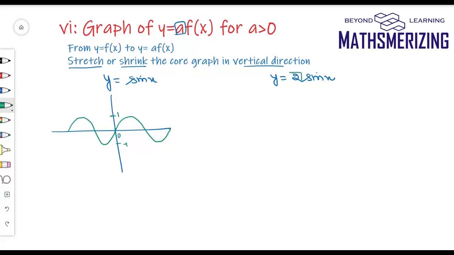Now for 2 sine x, I need to stretch the graph along y-axis. So previously its amplitude is between -1 and +1. Now it will be between -2 and +2. So the basic shape will remain the same, only its amplitude is going to change. So we have stretched the graph along y-axis.